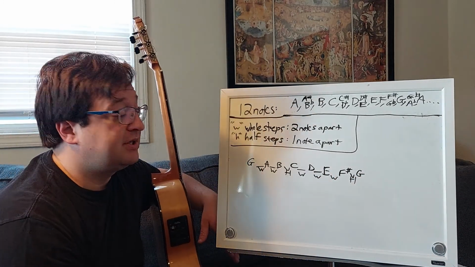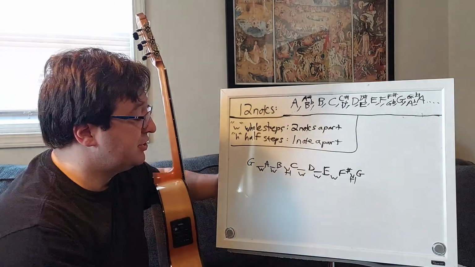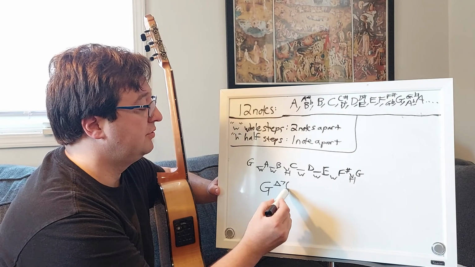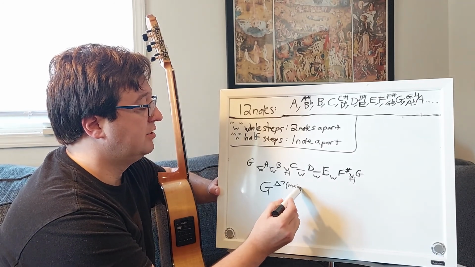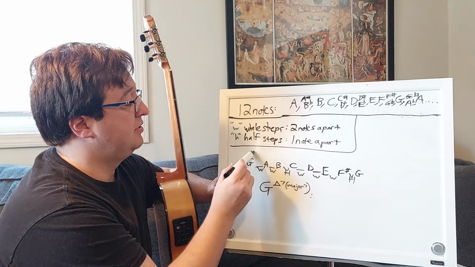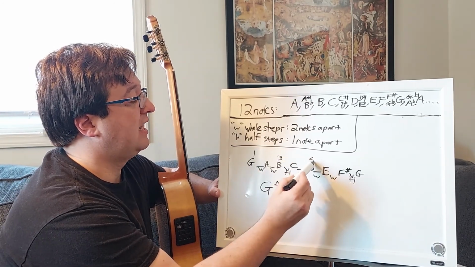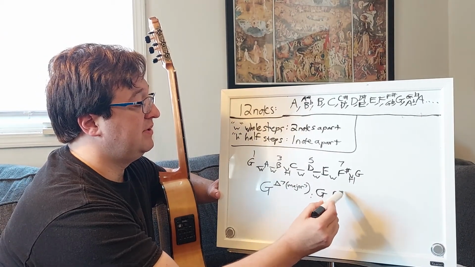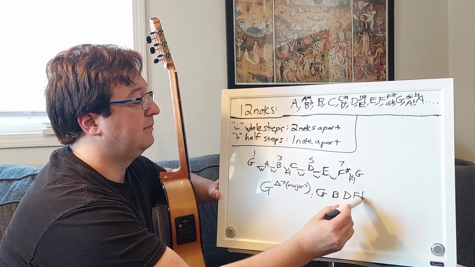So that's a G major scale. Say we want to play a G major 7 chord, often notated with a triangle. John Coltrane was big on that. Or just written out major 7 or maj 7. So what we would do is take the 1, 3, 5, and 7 of the major scale, and that would give us G, B, D, F sharp.